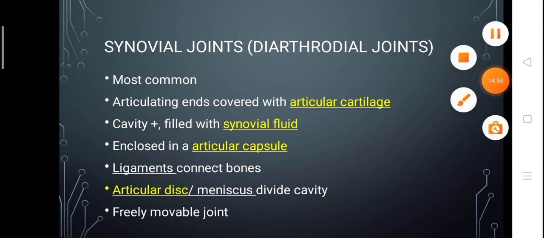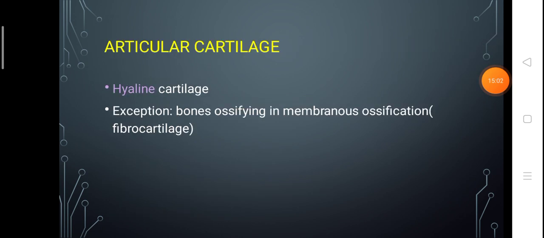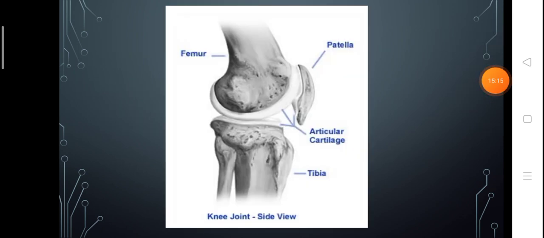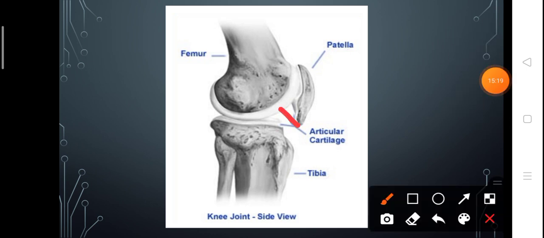These are freely movable joints, as you already know. Now what is articular cartilage? It is made up of hyaline cartilage. There is an exception: for example, bones which ossify by membranous ossification have fibrocartilage as the articular cartilage. Here you can see the articular cartilage of the knee joint.